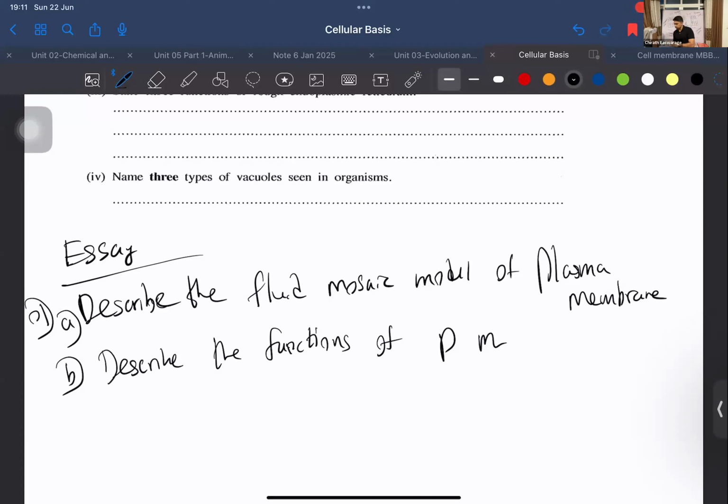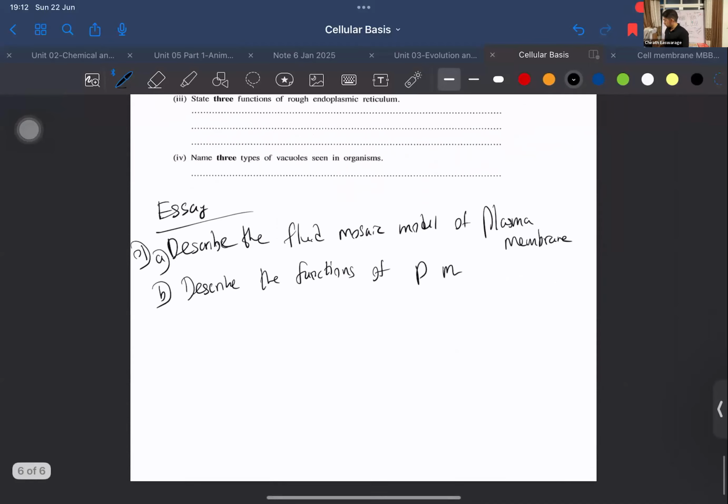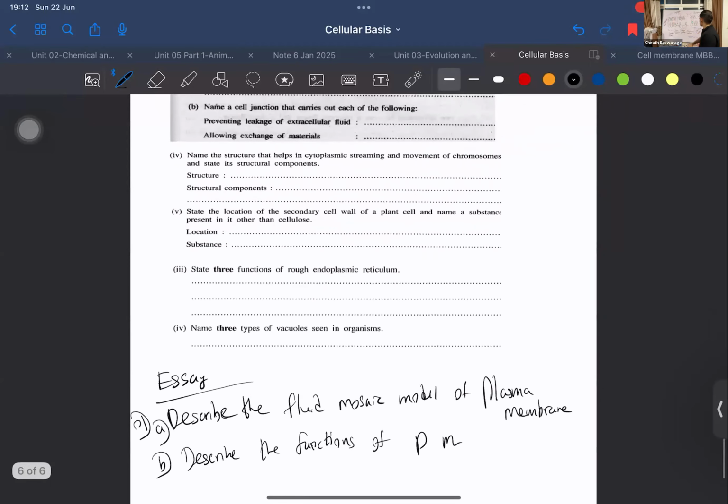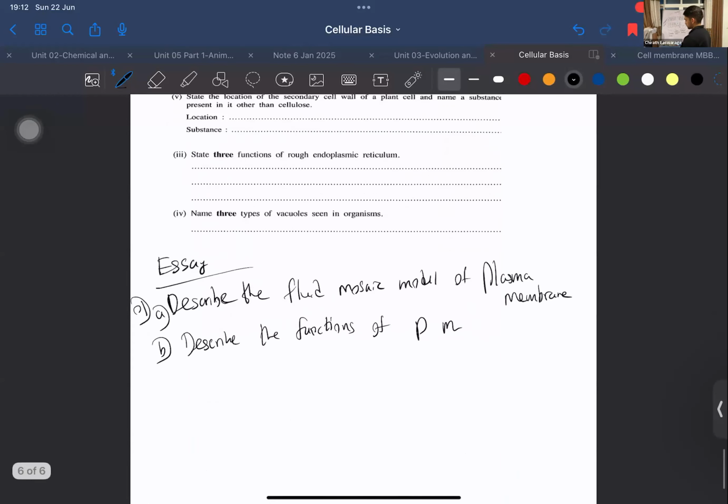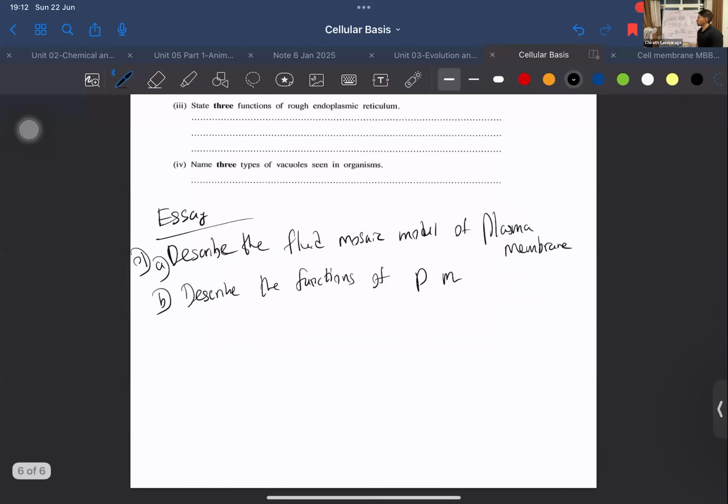When you are given such a topic, describe the fluid mosaic model, you are supposed to draw the fluid mosaic model. So start this essay right now. Draw this diagram. That is the beginning of this essay. Take 10 minutes and draw this diagram.